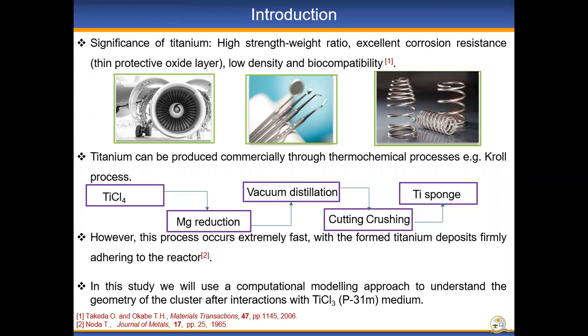Now, titanium can be produced in its metal and powder form through the Kroll process, which involves the reduction of TiCl4 with magnesium, as shown in this illustration of the main processing parts of the Kroll process. However, this process occurs extremely fast and results in the formed Ti deposits adhering to the reactor wall.